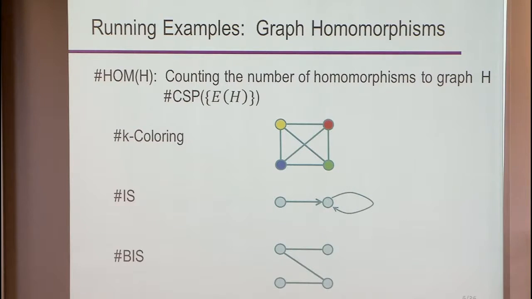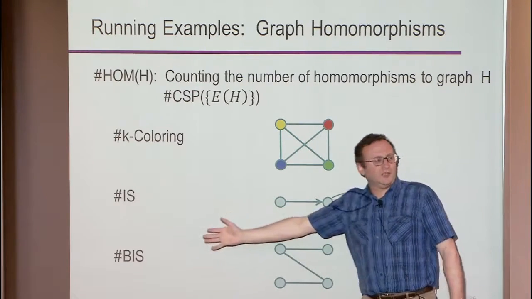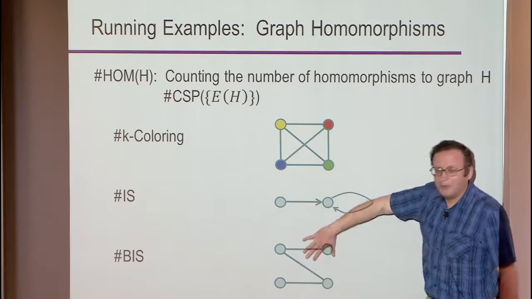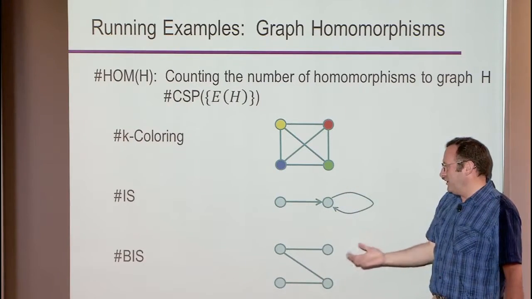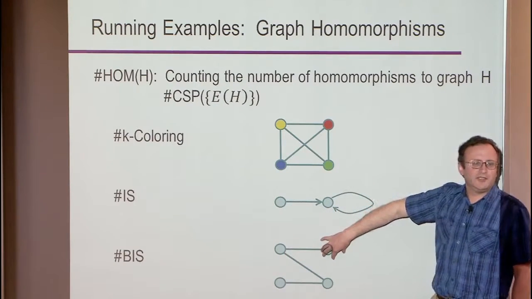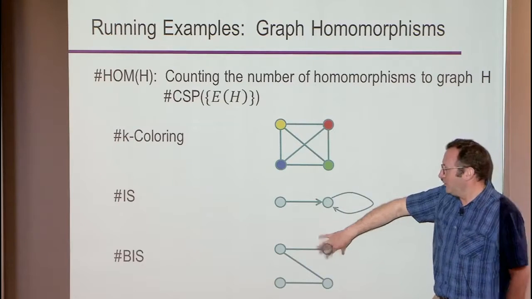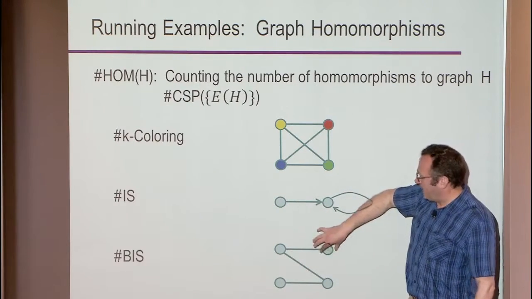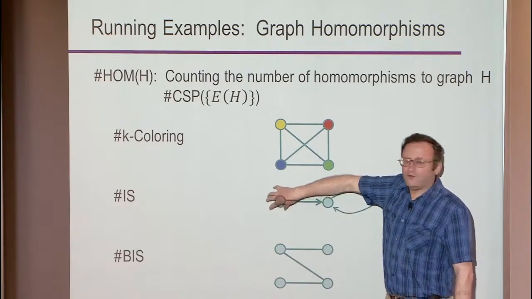Bipartite independent set is slightly more involved. We're talking about bipartite graphs. We're mapping them here. Then the preimages of these two vertices clearly form an independent set. In this case, the preimages of this vertex form an independent set.